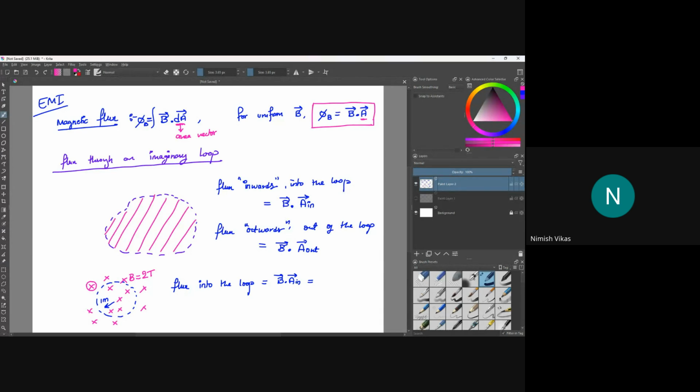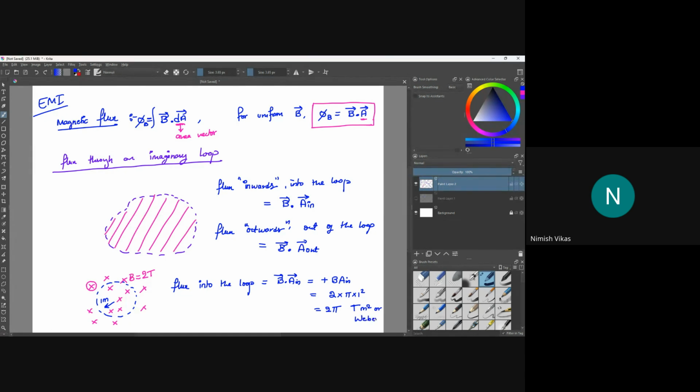And the direction of area vector is also into the plane, right? So B bar and A in, they're in the same direction. They're both into the screen. So the dot product will be simply B into A in. So that is 2 into pi into 1 square. That's basically 2 pi. Okay, so we can say Tesla meter square, or we can also say Weber.